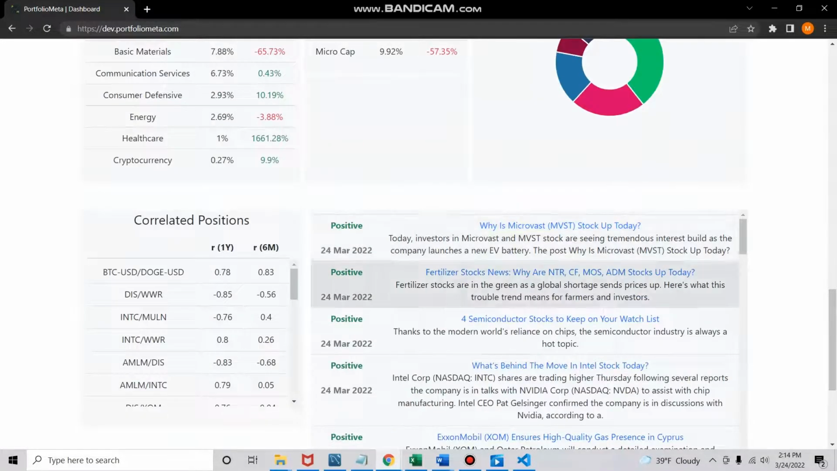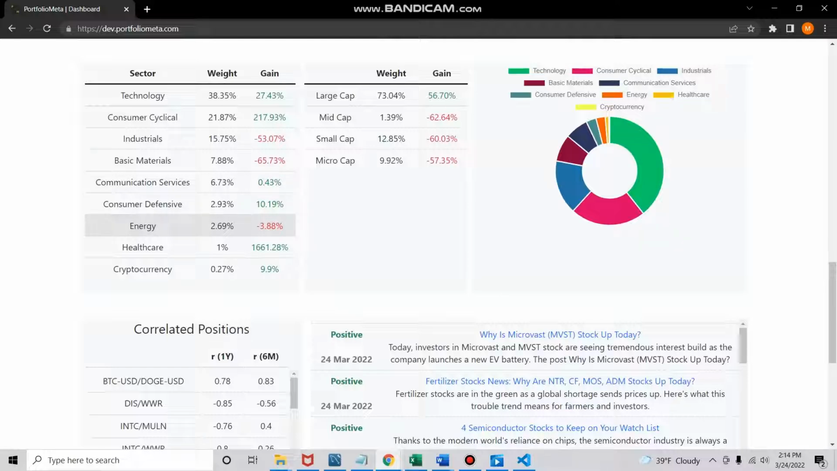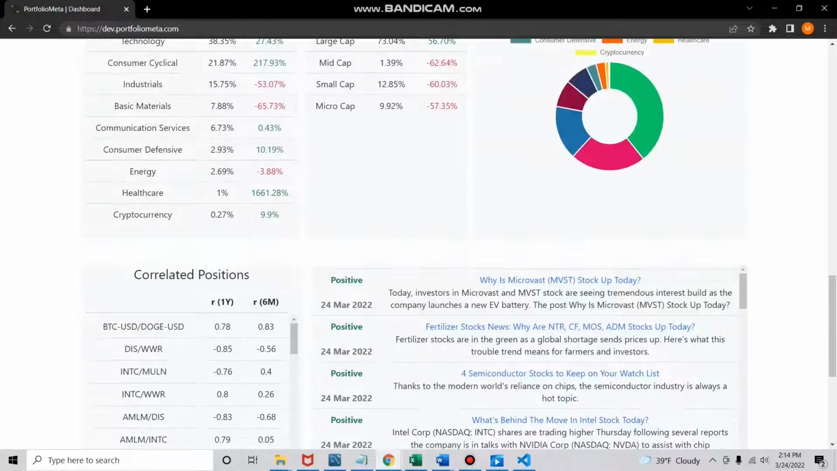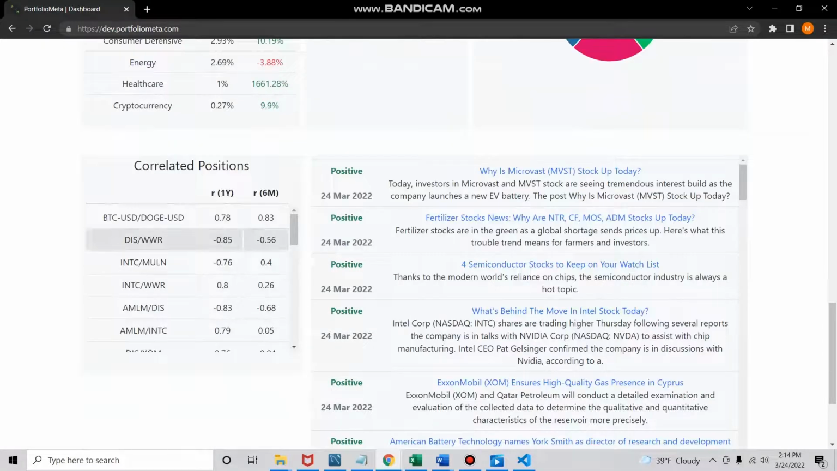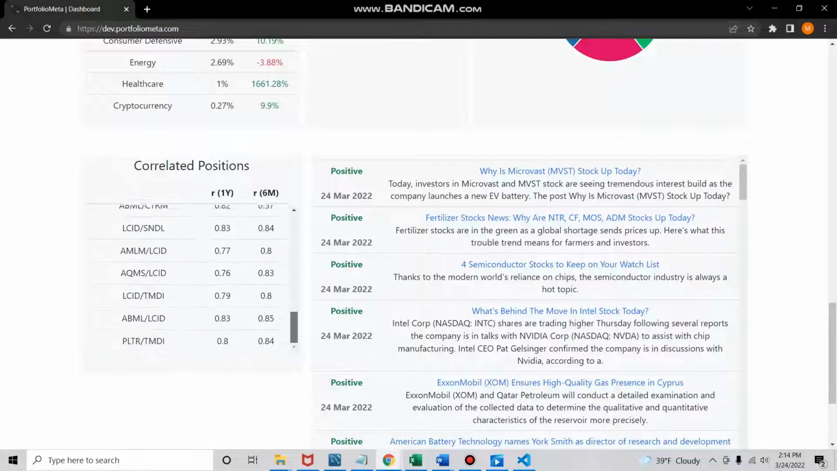Moving on from that, we have our correlated positions feature. So asset diversification tells you a lot, but it doesn't tell you the whole picture, because you could have hidden correlations in your portfolio even if things are in separate sectors or asset classes. So down here addresses that issue and gives you a list of all of the correlations within your portfolio that are significant, that are relevant.